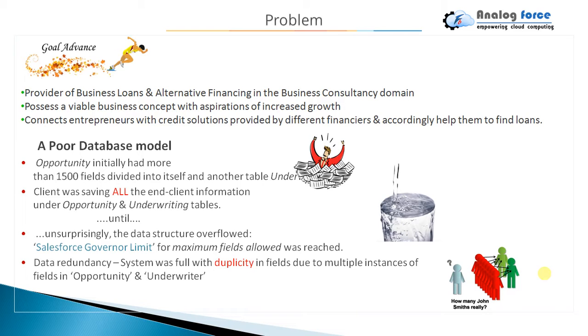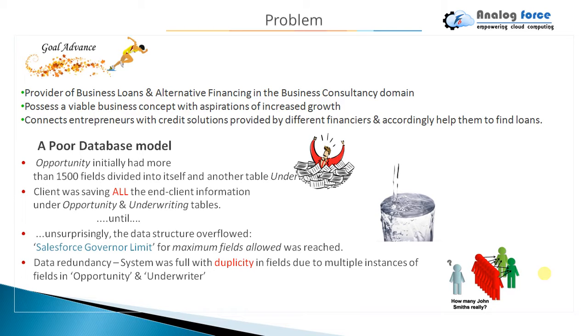So the mess in Rapid Advance is it has a poor database model. Opportunity initially had more than 1500 fields. Can you imagine 1500 fields? Salesforce has a limit on that, around 800. They especially got Salesforce, called them up, and Salesforce increased it.